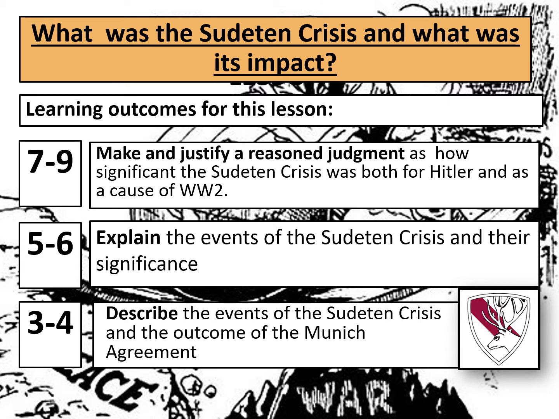If you could write that down as your title today, that'd be fantastic. So by the end of today's lesson, we're also going to be looking at this in the next lesson as well, we're going to make and justify a reasoned judgment as to how significant the Sudeten crisis was, both for Hitler and as a cause of World War II. So we're going to begin by describing those events and leading on to what was known as the Munich Agreement, and we're going to be able to explain the significance of those events. So please make sure you pause and get the title written down now.